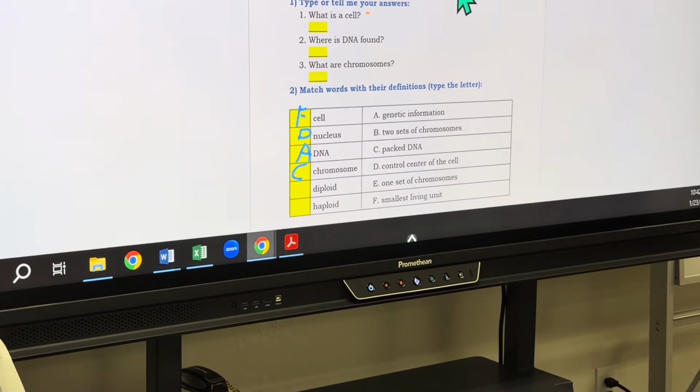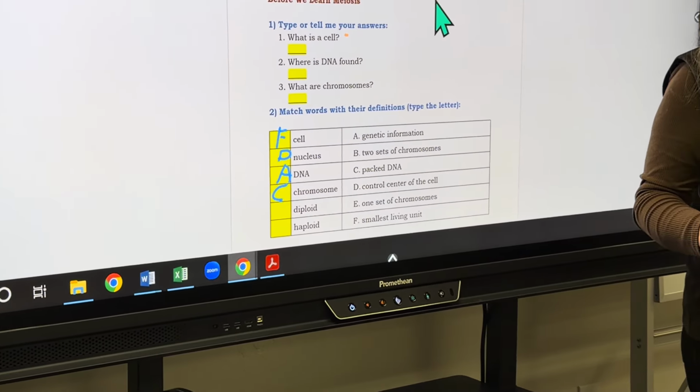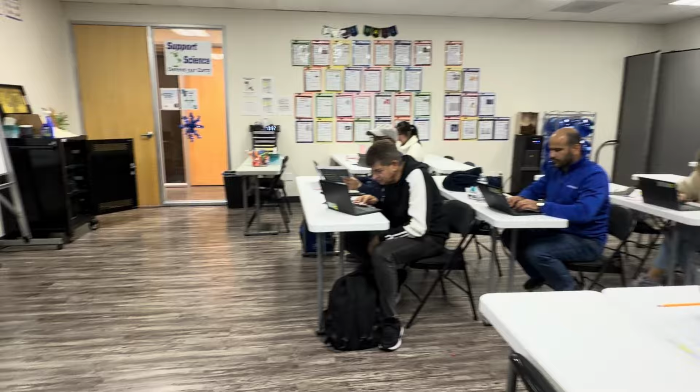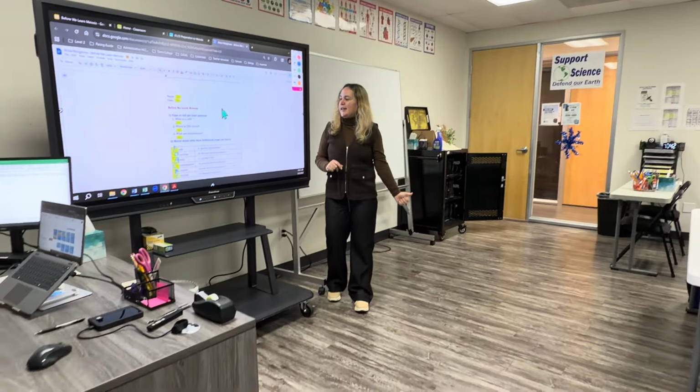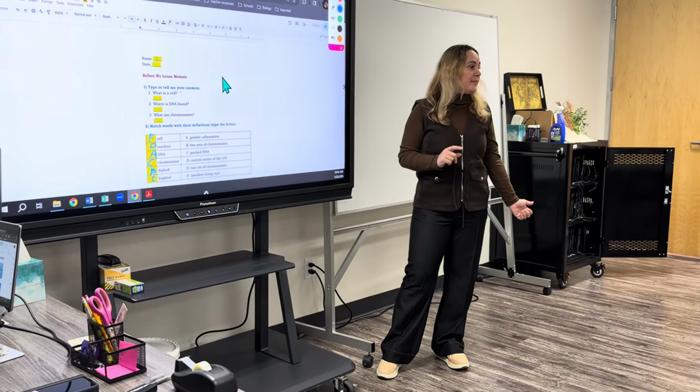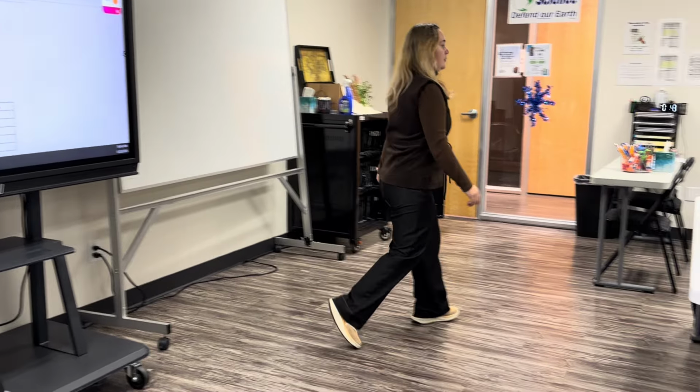How about diploid? Diploid. Two sets of chromosomes. Yes, it means two. B. And haploid? E. One set of chromosomes. Exactly. E is haploid, one set of chromosomes. The fourth one is E.